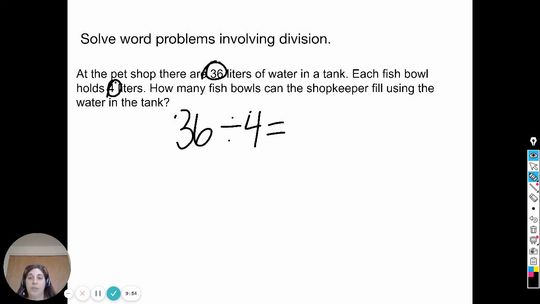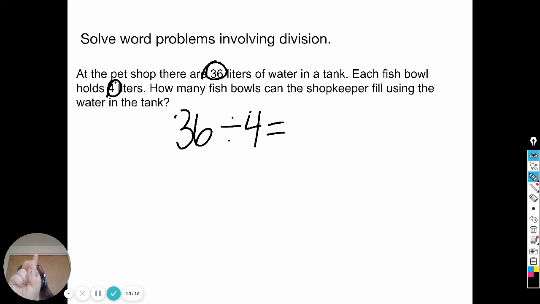So what we're going to do for this one is you're going to have to count by 4s until you get to the total, which is 36. Let's start with our fist. Count by fours until we get to 36.